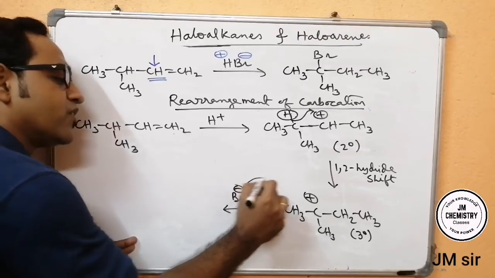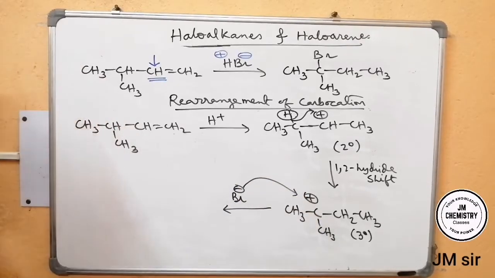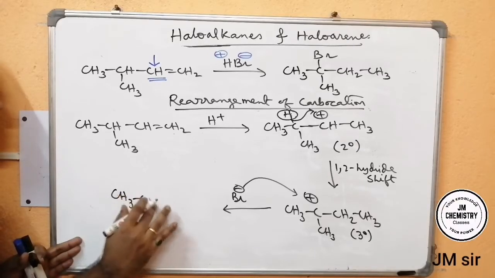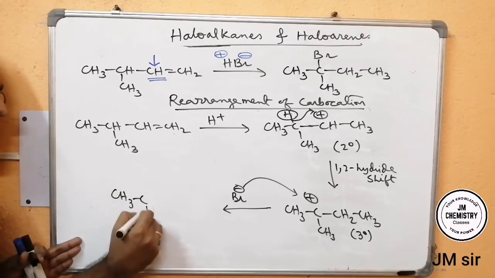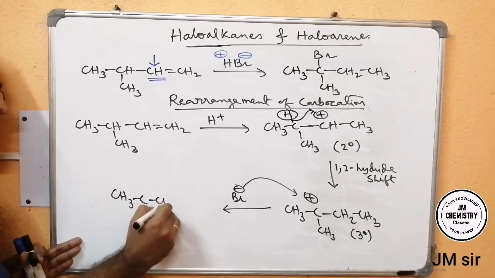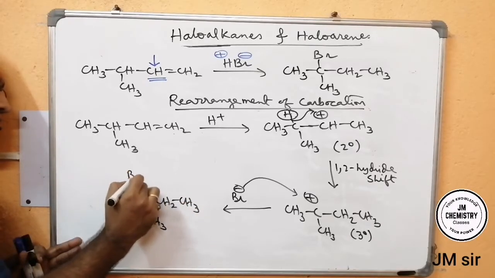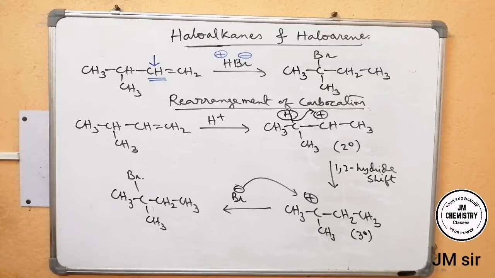Now with this 3 degree carbocation, we will get the final product. The Br- will attack this carbocation. So we'll get the final product as CH3-CH2-C(CH3)2-Br. So here we need to know the mechanism of the reaction. With Markovnikov rule, we can't predict the product.